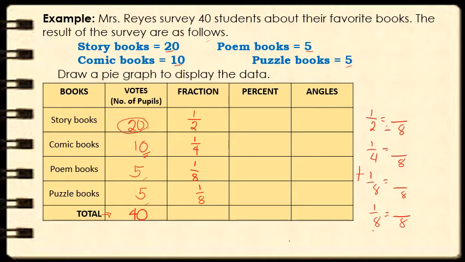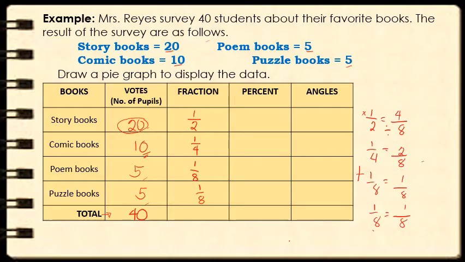Laging ganon ha, sa lahat ng fraction na yan, divide muna and then multiply sa numerator ang makukuha ang sagot. So, 8 divided by 2 is 4. 4 times 1 is 4. 8 divided by 4 is 2. 2 times 1 is 2. 8 divided by 8 is 1. 1 times 1 is 1. 8 divided by 8 is 1. 1 times 1 is 1.